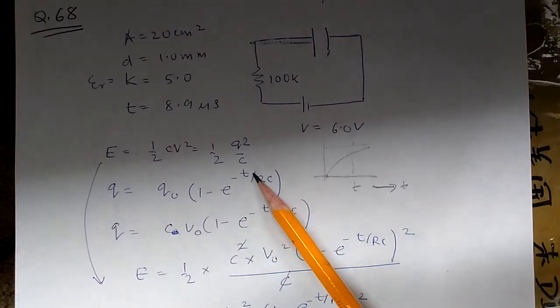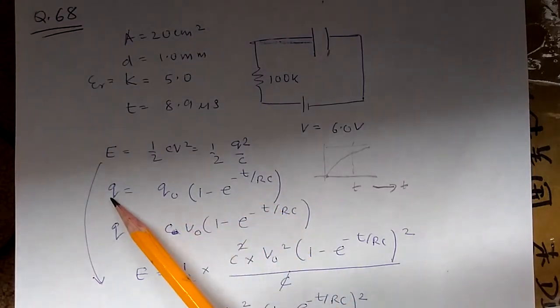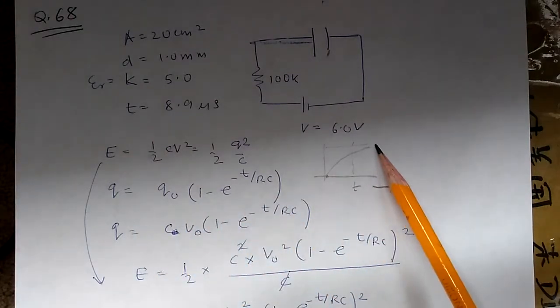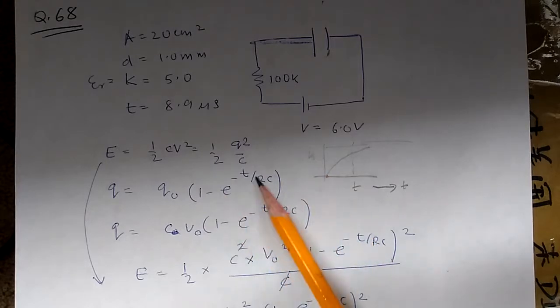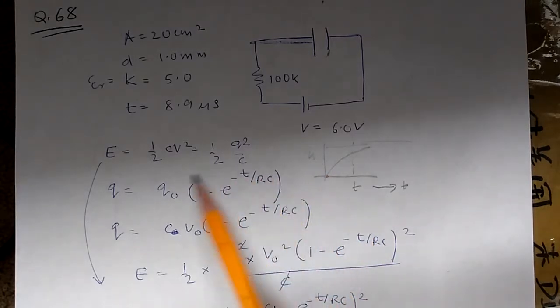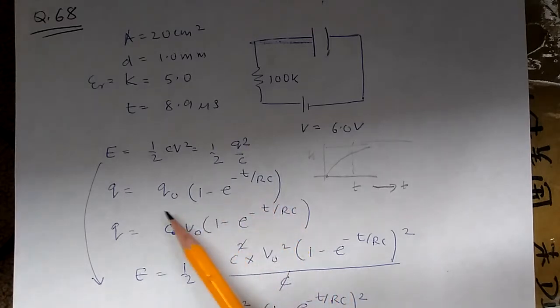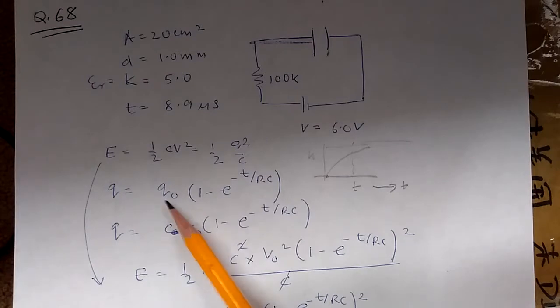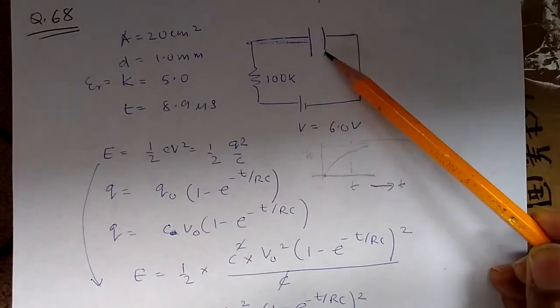When t is equal to infinity, this term is 1 upon e to the power of infinity, or 1 upon infinity, or 0. At that time Q tends to Q0 at t equal to infinity. So our formula looks good. Now we need to find out Q0. Q0 is the final stable charge on this capacitor.